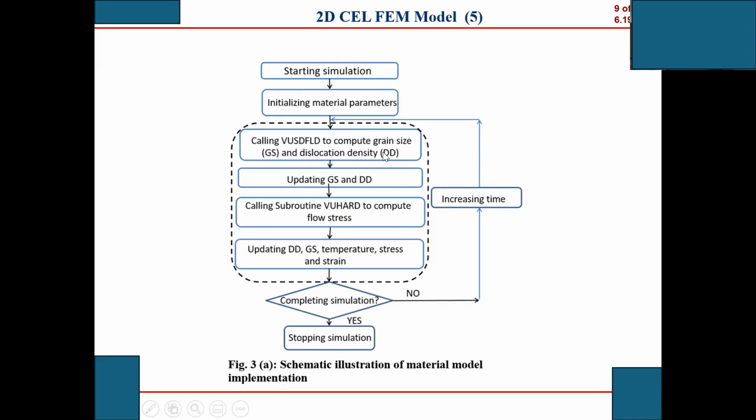and dislocation density, and then update GS and DD, the dislocation density, and call the subroutine VUHARD to compute the flow stress. This means the Johnson-Cook model, and then update DD, GS, temperature, and stress and strain. Then you check whether it is completed or not. If yes, stop. Otherwise, go to another time step and increase the time. We will have one time step.